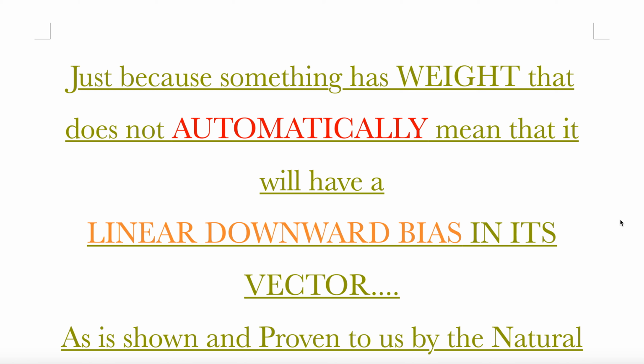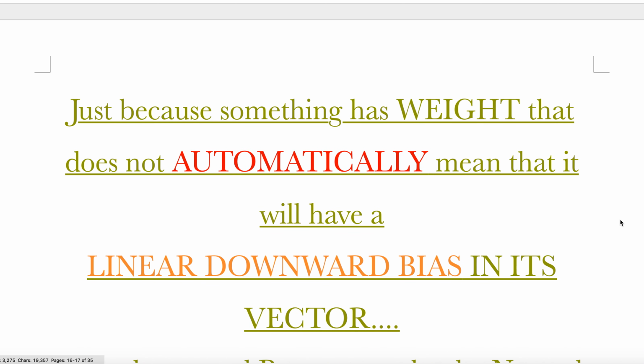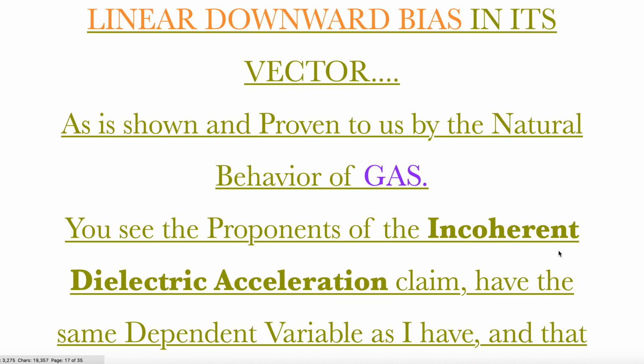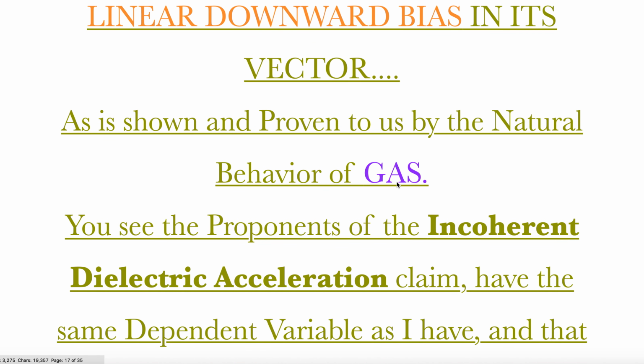That's important. People automatically view weight as a linear downward bias due to gravity being used as a downward pulling force for a long time, and then obviously it's been changed away from that to an effect, but that has people basically brainwashed into believing weight means things go down. Weight does not automatically mean linear downward bias in its vector, and this is the proof, as is shown and proven to us by the natural behavior of gas.